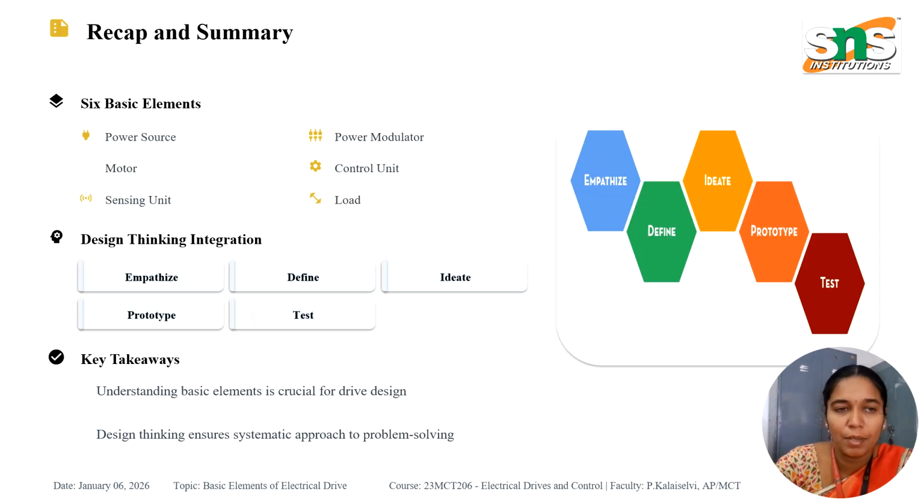So let's summarize today's topic. It has six basic elements of an electrical drive, which are power source, power modulator, motor, control unit, sensing unit and load. Using design thinking ensures a systematic, real-world ready drive design. So this is about the basic elements of electrical drive.